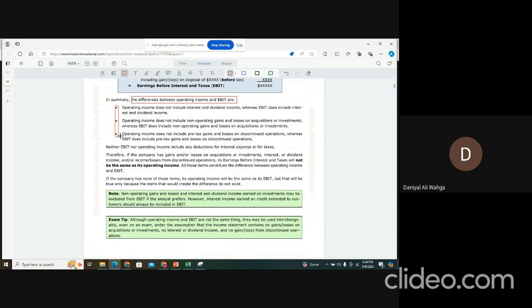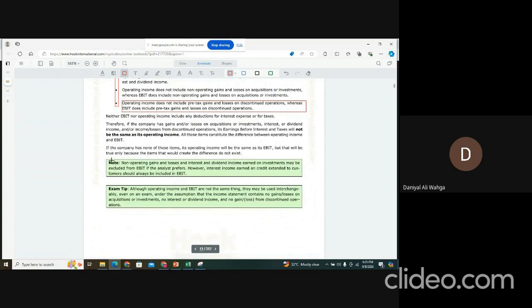Third, a very important point: my operating income does not include pre-tax gains and losses on discontinued operations, whereas EBIT does include pre-tax gains and losses. Yes, in your IFRS workings, when you sell your business operations, that is a part of your EBIT calculations. Whereas in US GAAP, you don't want to relate those in your operating income part. These are very important notes for you.